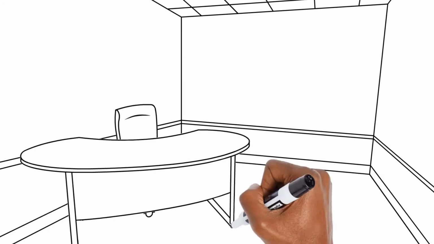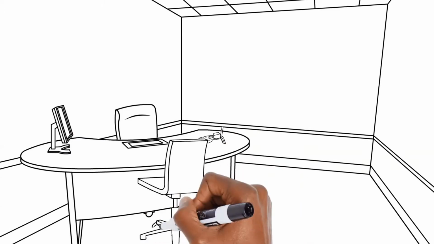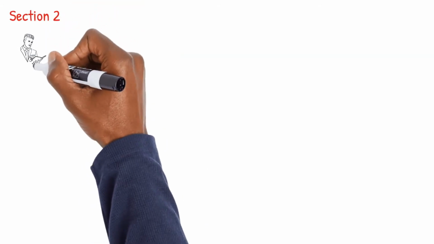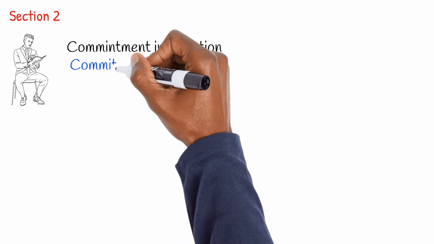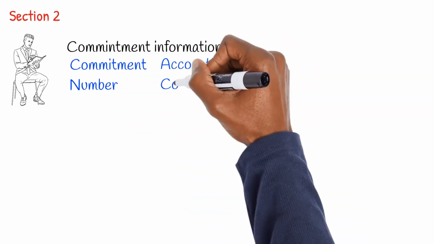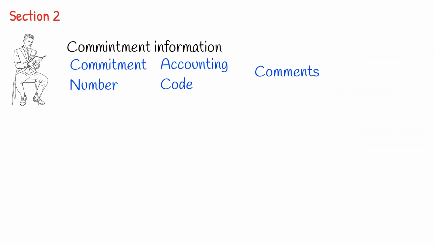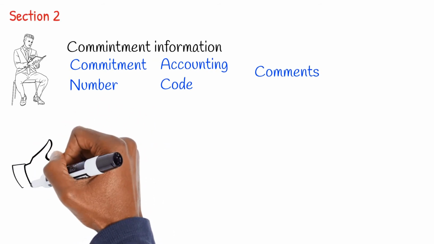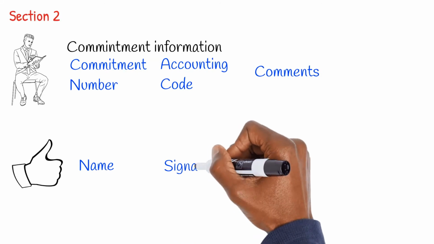Now that we have completed Section 1, let's take a look at the elements of Section 2 when the form is taken to accounts to be committed in the budget department. Once the funds are available, accounts will now provide the appropriate commitment information. This will include the commitment number, the accounting code, and any additional comments they may have about the particular purchase. Once completed, the budget officer and budget manager will insert their name, signature, and date the appropriate sections. The form will then be returned to the requester.